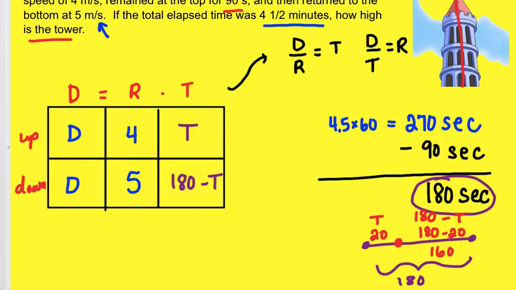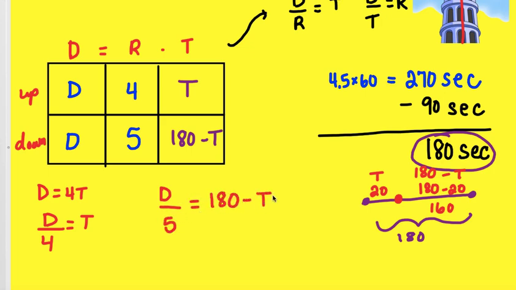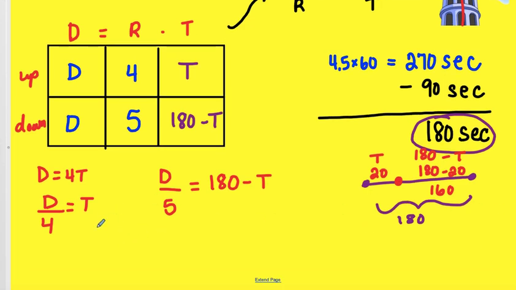All right, now I'm ready to write my equations. d equals 4t, so d over 4 equals t. I used the modified equation. Then the other equation would be d over 5 equals 180 minus t. I realized that if the total time was 180, then d over 5 and d over 4 actually have to equal 180.